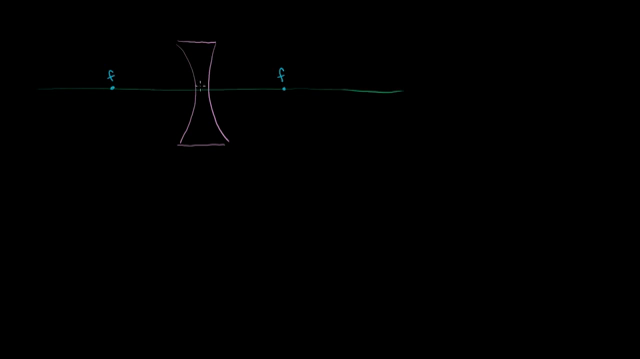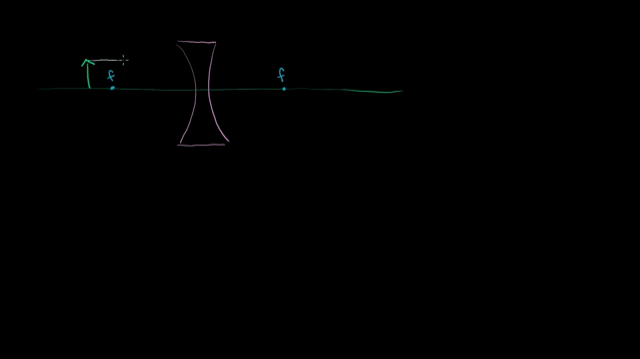Now let's think about what's going to happen if I put an object someplace on the left side of this concave lens. So I could put it, let me just stick it anywhere. Let me stick it right over there. So if I do, and like always, we'll do two rays. I'm going to do one that's parallel to the principal axis, and then one that does not get diffracted, so it goes right through the center of the lens. And let's think about what happens.